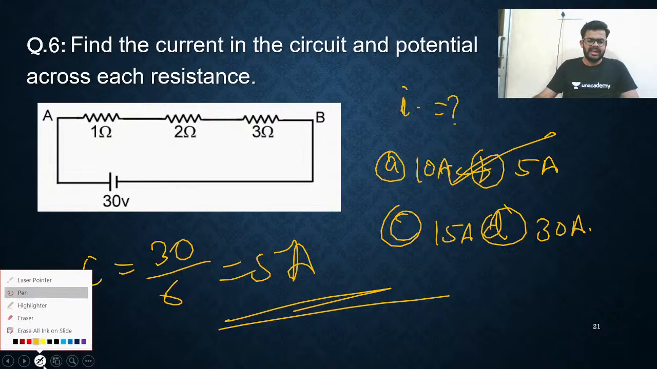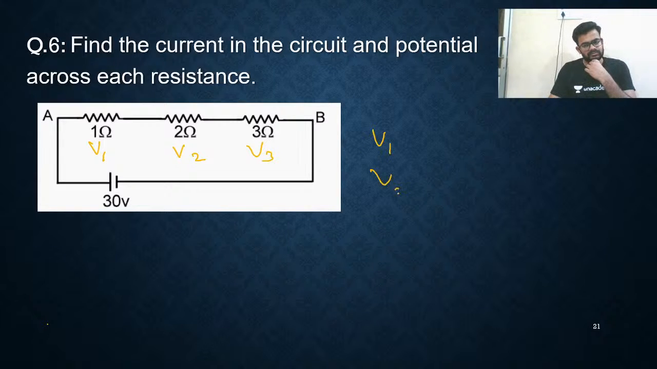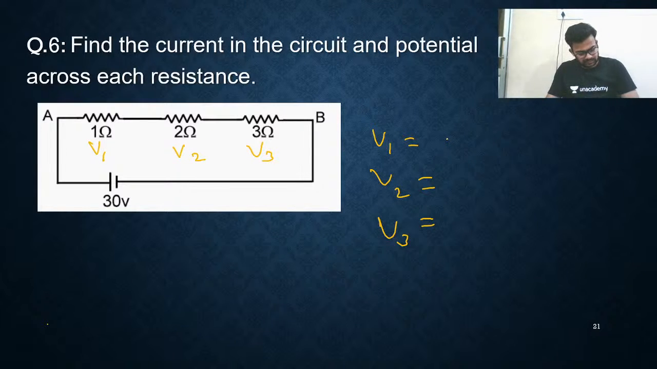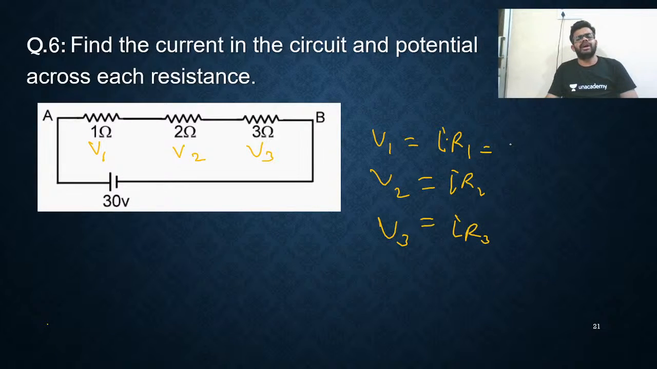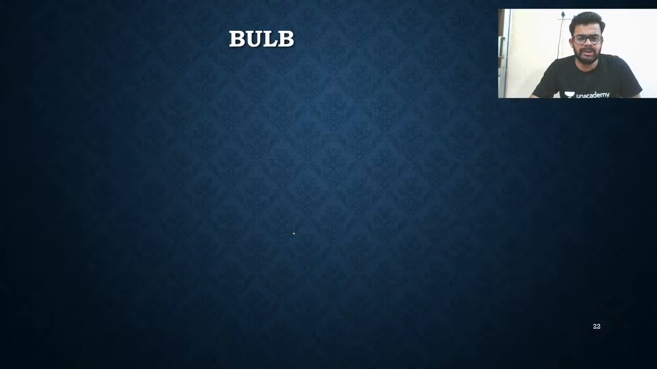Next, the question is, what is the potential drop across 1 ohm, 2 ohm and 3 ohm resistance? Come on, give me in the same order. Write in the chat what is the V1, V2 and V3, the potential drop across each. These things you need to find. Come on, find it fast. We can write V1 is equal to I into R1, this is I into R2, this is I into R3. So you can write here 5, 10 and 15. You are getting these results. Correct. Very good.